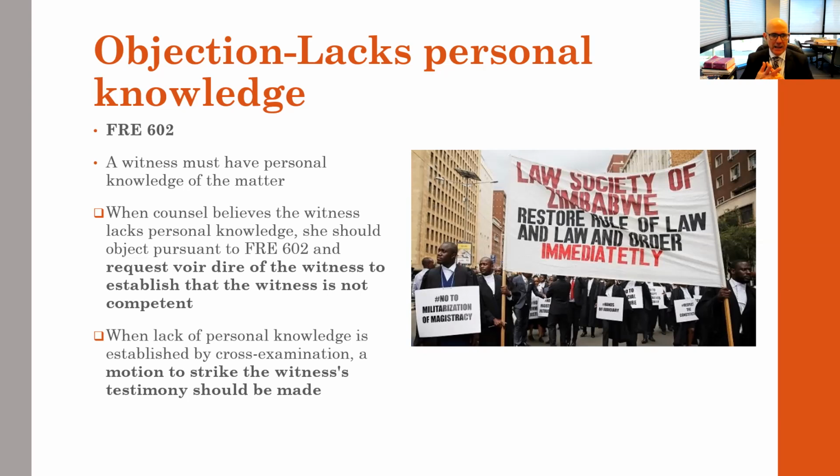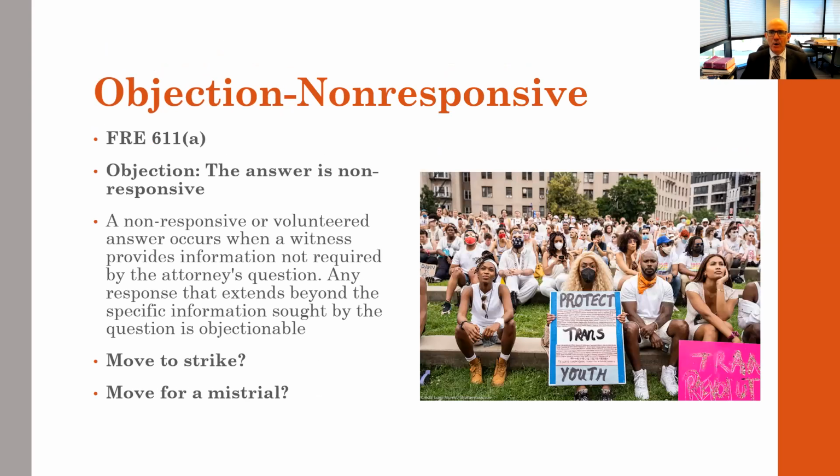If, on the other hand, the lack of personal knowledge is established on cross-examination, so you were not able to foresee it or raise an objection prior to the evidence coming in, and it comes out and you need to now deal with it in cross-examination, what you can do is move to strike the testimony, and if necessary, move for a mistrial.